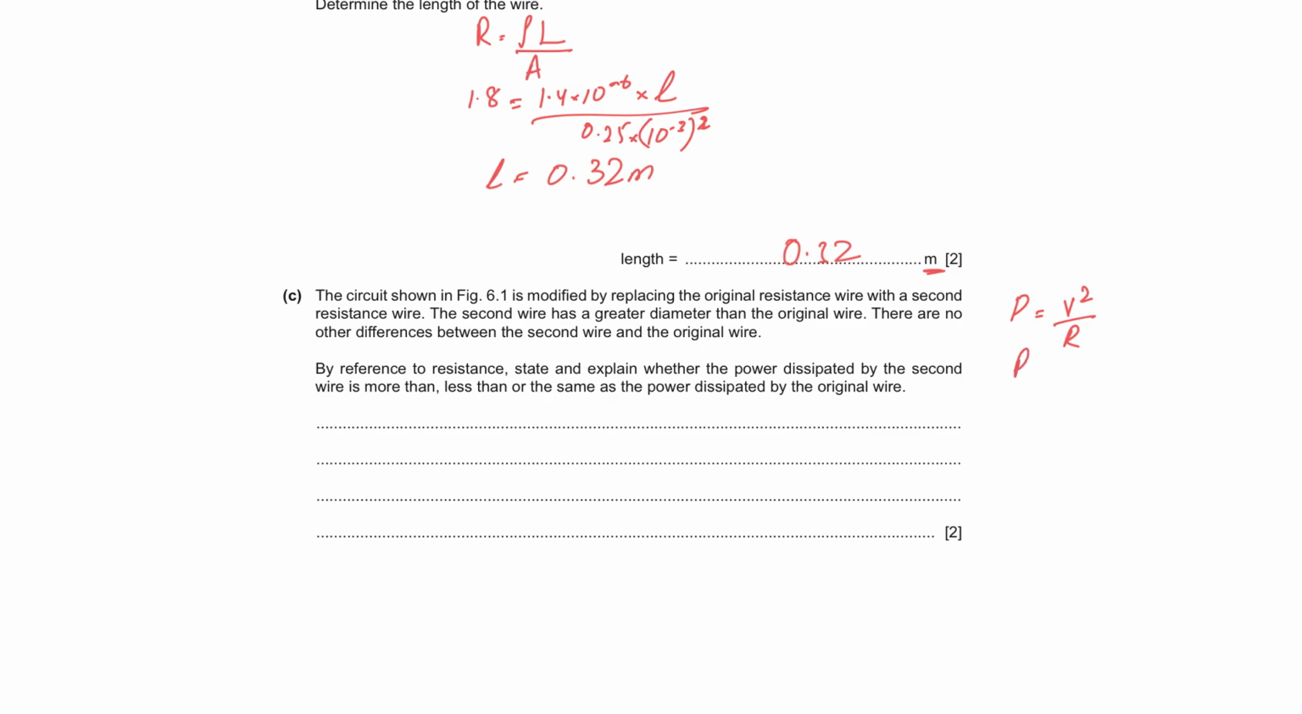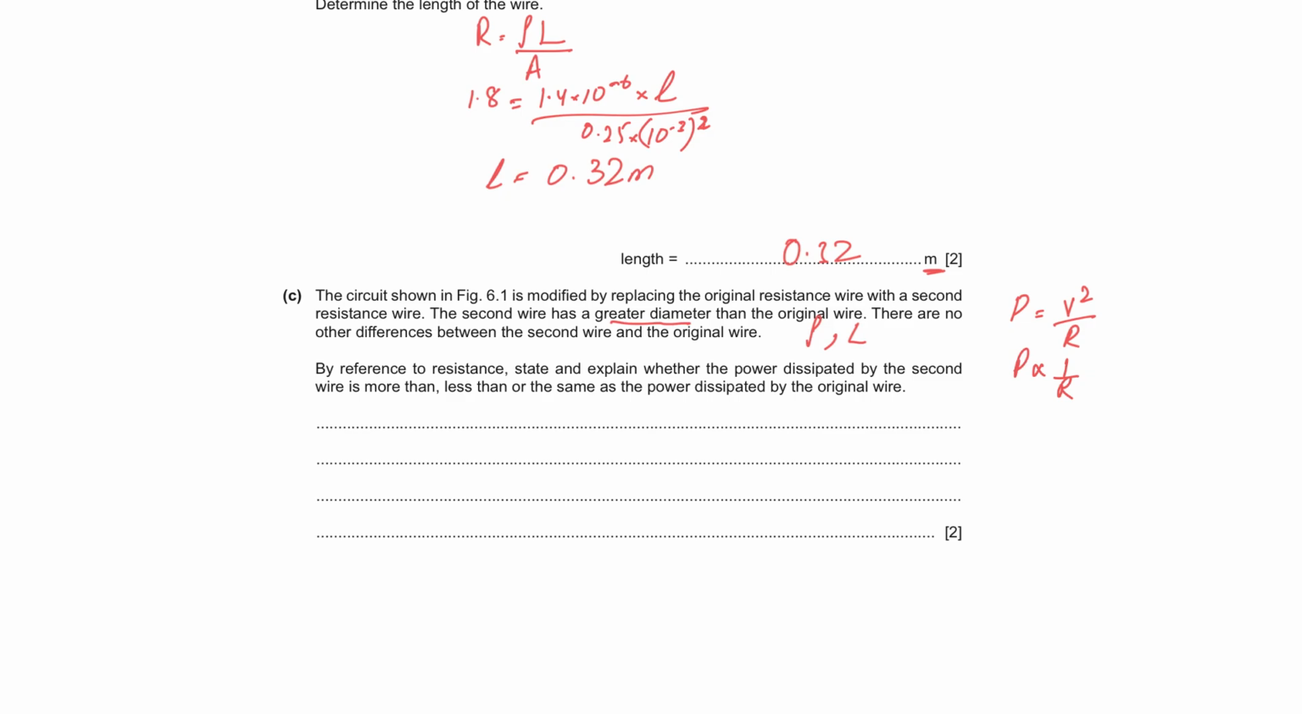Now, P is proportional to 1 upon R, because V squared is constant. Now, the second wire has a greater diameter. It has a greater diameter, which means that it has a greater cross-sectional area. It is made of the same material. Because it's made of the same material, it will have the same resistivity. It has the same length. So that does not affect the resistance. The only thing that did change our resistance is the diameter.